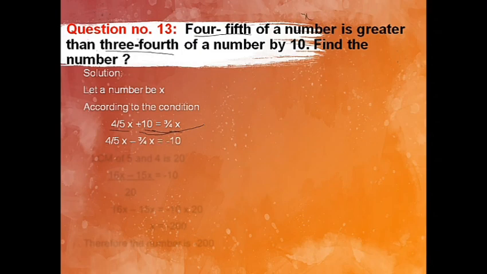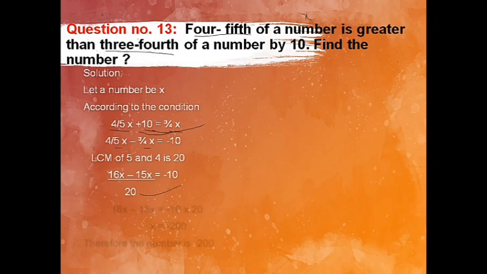Now here we will take the LCM of 5 and 4, and the LCM of 5 and 4 will be 20. Just multiply 4 with 5, you will get the LCM, that is 20. Now we will write it as 16x minus 15x divided by 20 equals minus 10. So here we have multiplied this whole rational number with 4 and this whole rational number with 5. So that's why here we got 16 divided by 20x, and here 15 divided by 20x, so that we can write it as 16x minus 15x divided by 20 equals minus 10.